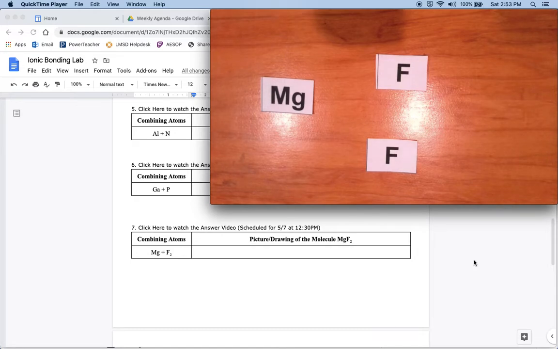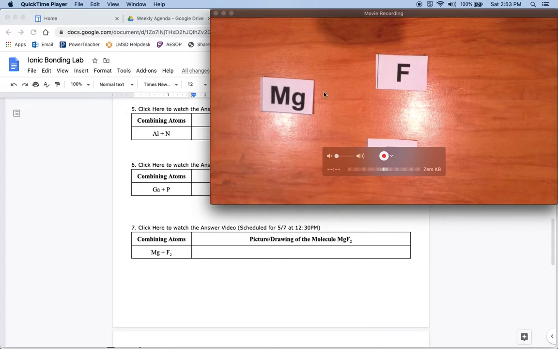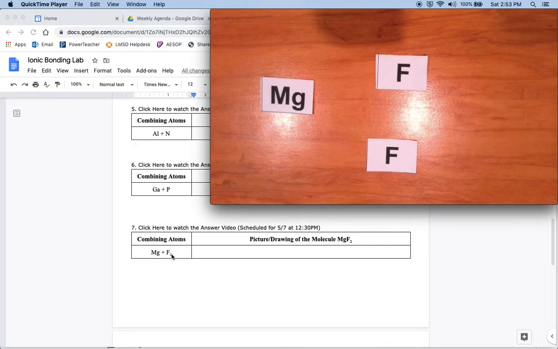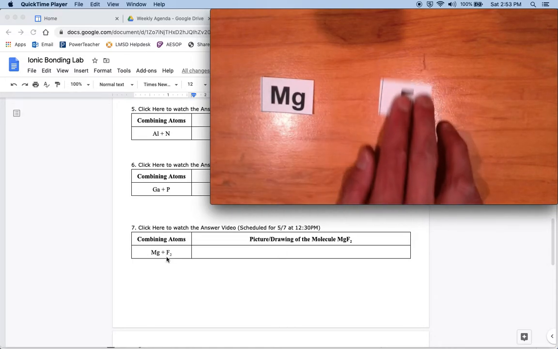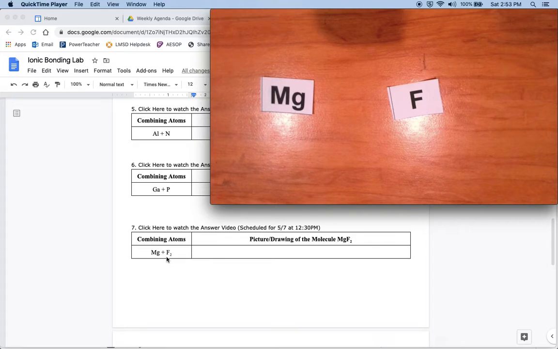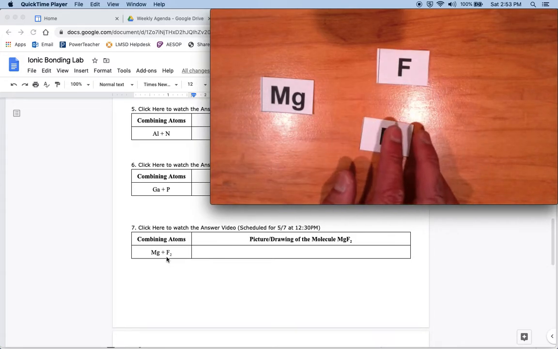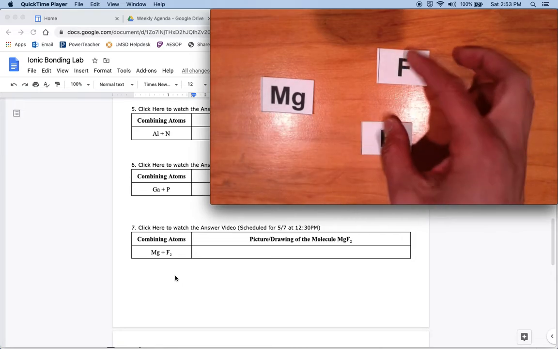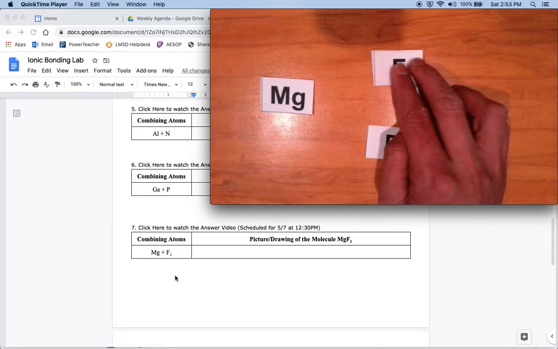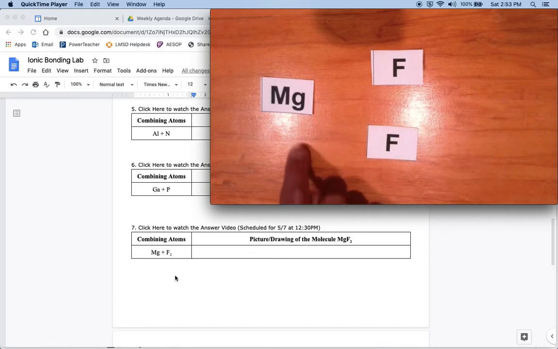All right, our seventh one comes down to magnesium and fluorines combining together. Now remember, here's the thing that's tricky if you're not paying attention. If you're just looking at the F, remember that 2 right there tells me I have to have 2 of these atoms. So if you're just doing this, you're going to have a hard time because you're not going to be able to figure this out, right? Remember that F2, that 2 represents I have to have 2 fluorine atoms. So I really have 3 total atoms that are going to combine together to make this molecule, all right?